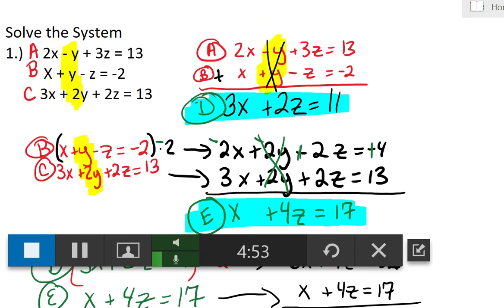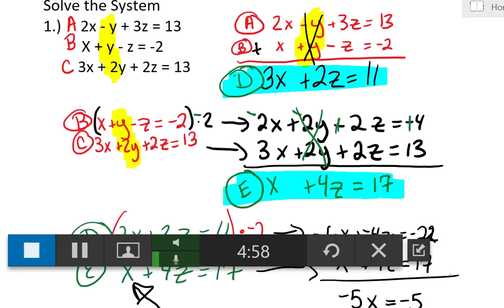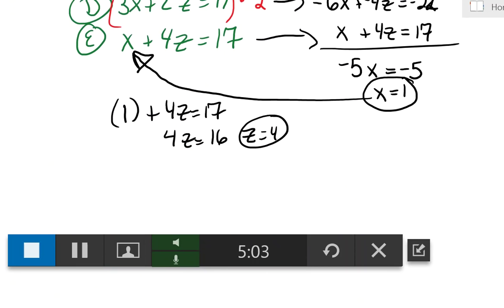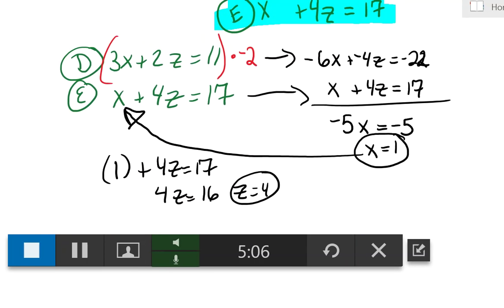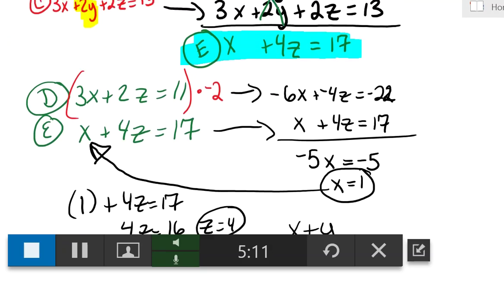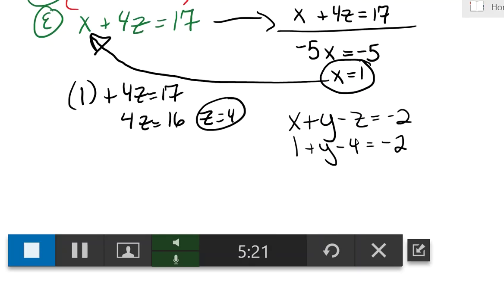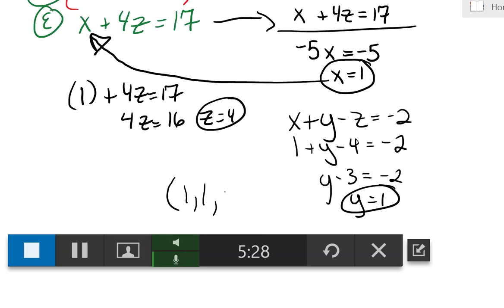I'm going to go back to one of the original ones. I'll use B, which is x plus y minus z equals -2, and I plug in what I have. So x is 1. I don't know what y is. z is 4, equals -2. So y minus 3 equals -2, y equals 1. And so I have a coordinate point of (1, 1, 4).